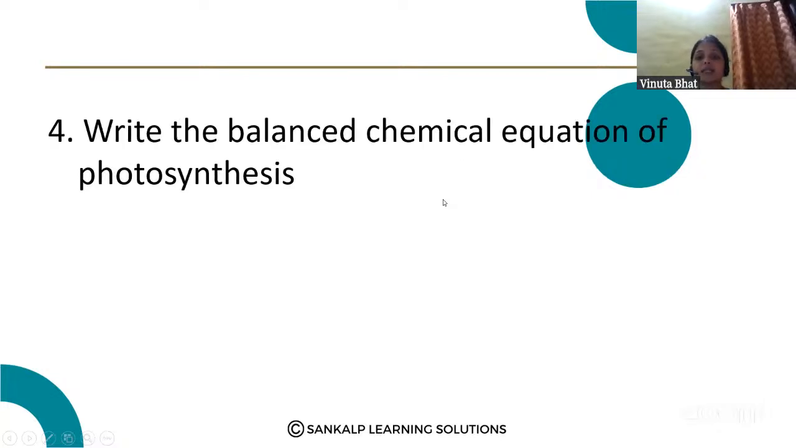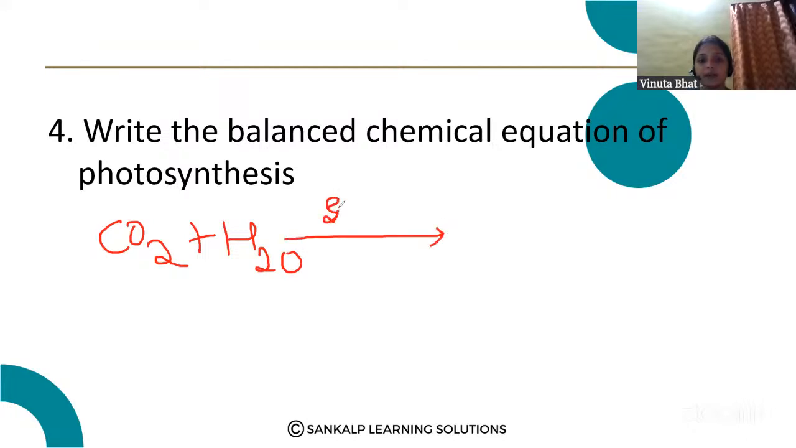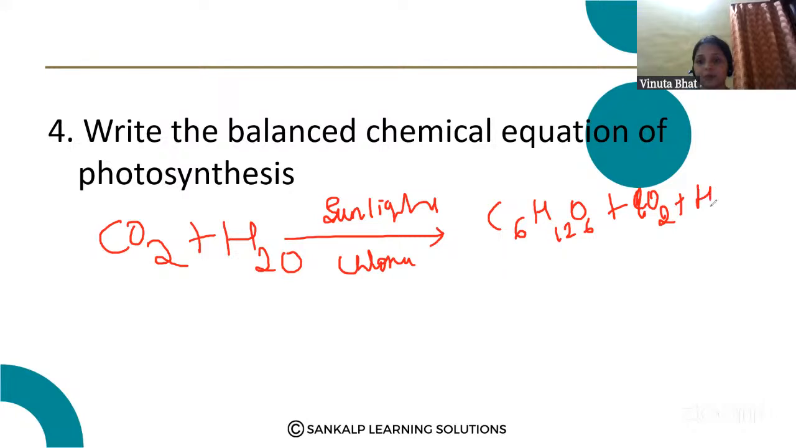Write the balanced chemical equation of photosynthesis. Carbon dioxide and water, H2O, in the presence of sunlight and chlorophyll, produce C6H12O6 plus oxygen plus H2O.